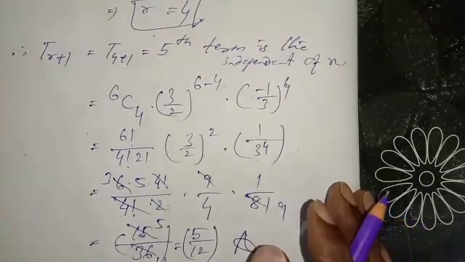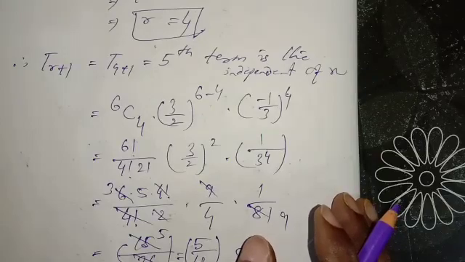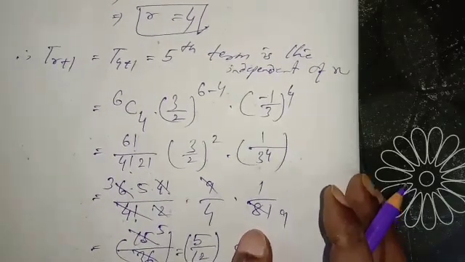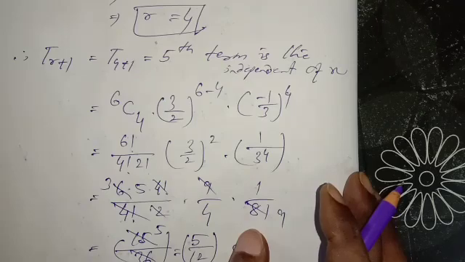In this way, I have completed a few questions from this book, from the chapter binomial theorem, about the term independent of x in the expansion of a binomial.